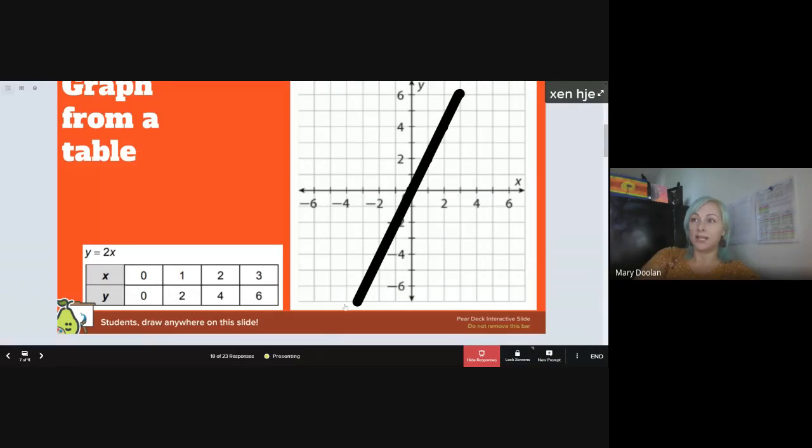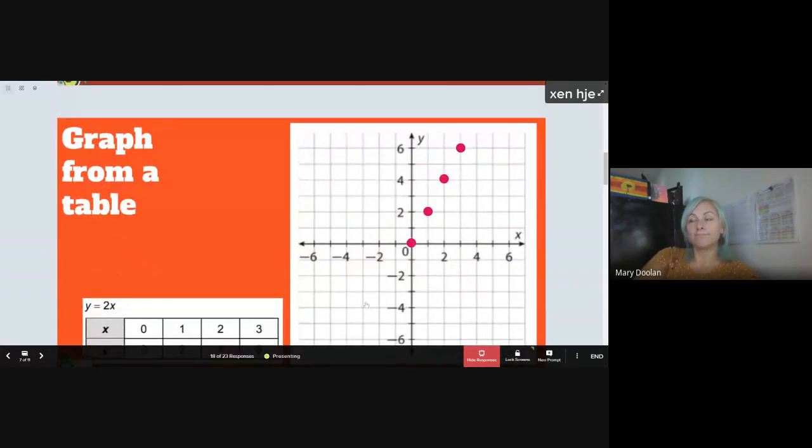This is good. Again, I would add the arrows. There's the point. That's also good because that's what was on the last slide, so you're following directions well. But I would also include a line.